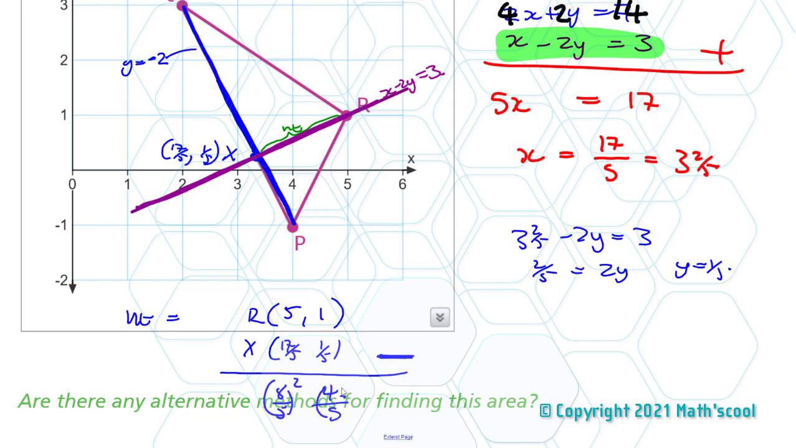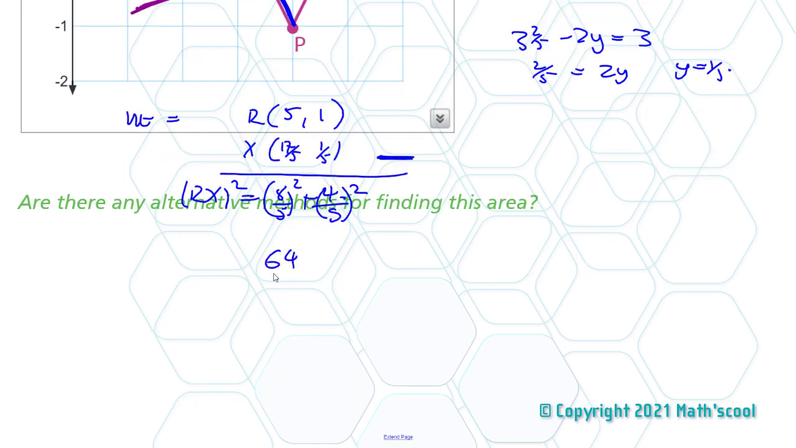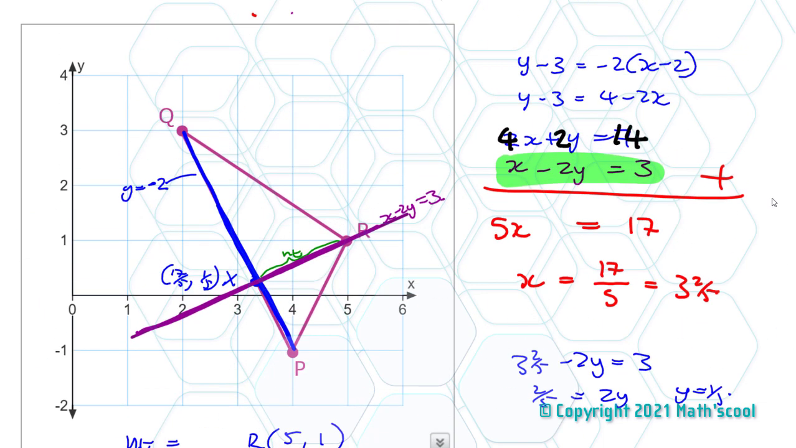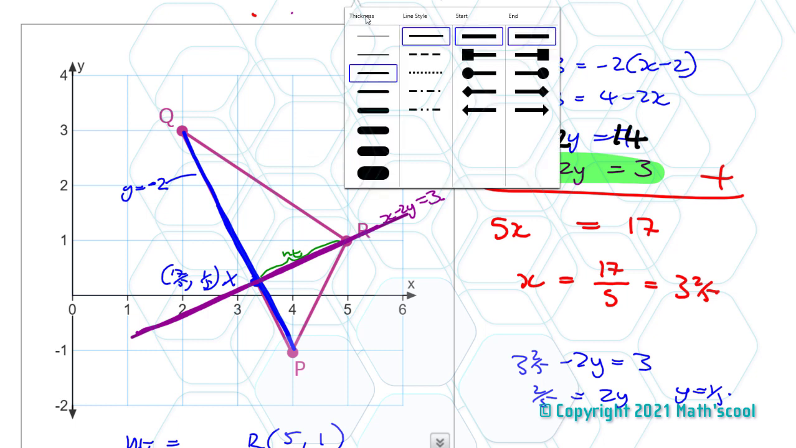And then I'm going to square them and add them, and that's going to equal the length of RX squared, just like we did before. So that's 64/25 plus 16/25 equals the length of RX all squared. The length of RX all squared equals 80/25, and so the length of RX is going to equal the square root of 80. 80 is 16 times 5, so that's going to give me 4√5/5. Okay, so we've worked out this length here is 4√5/5.